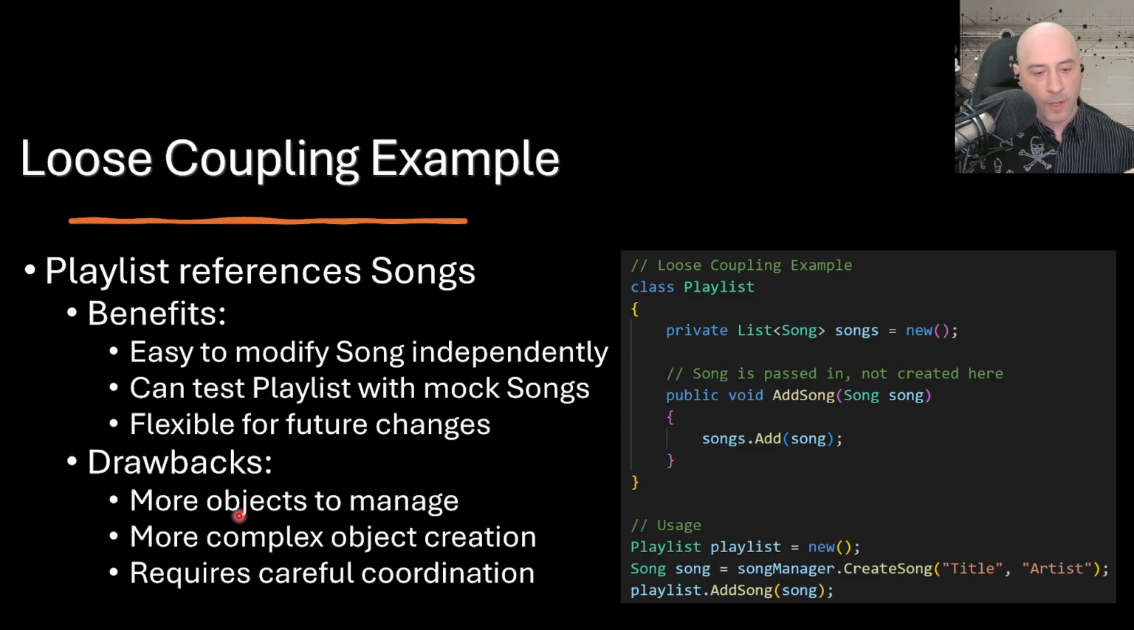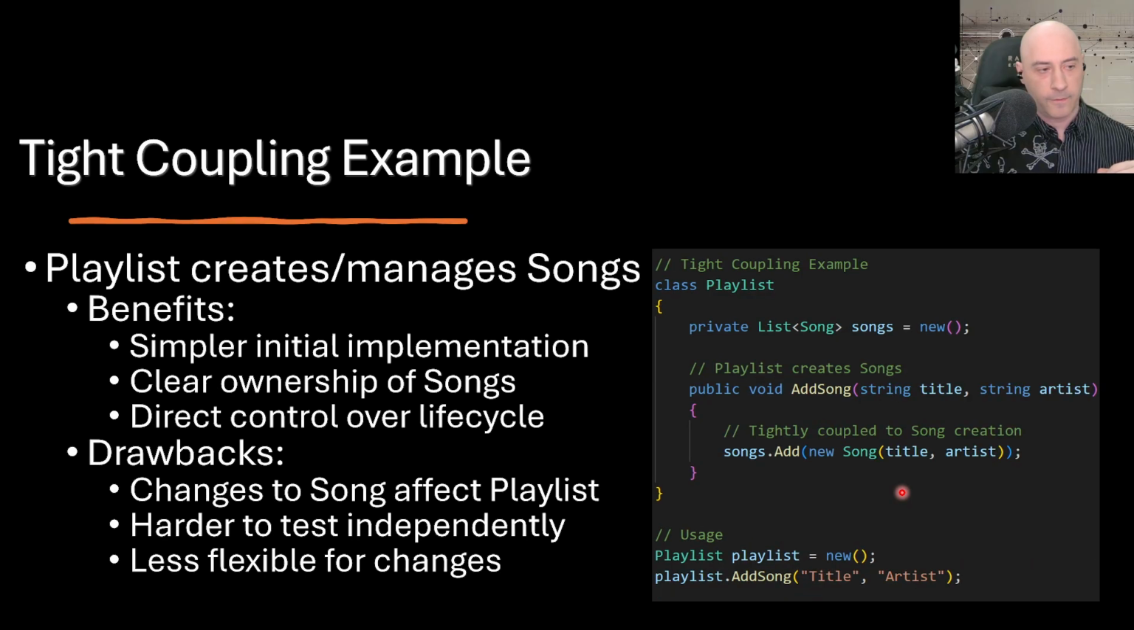But we do have more objects to manage. As you notice, we have to create a playlist and a song instead of the playlist creating the song. And it becomes more complex about object creation because we have to create a song itself and then also create the playlist and then add the song. It's a little bit more complex than it would be otherwise. And we also have to coordinate carefully on this. So let's look at tight coupling next.